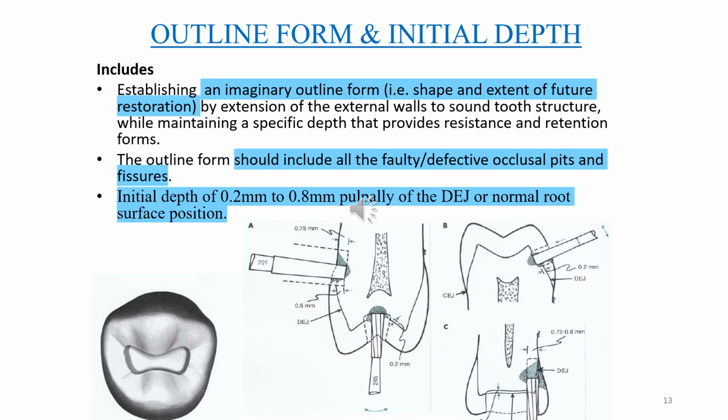Now coming to the initial depth and outline form. It is an imaginary outline that is the shape and extent of the future restoration by extension of the external walls to a sound tooth structure while maintaining a specific depth that provides resistance and detention form. The outline form should include all the faulty or defective occlusal pits and fissures. The initial depth of 0.2 mm to 0.8 mm pulpally of the DEJ or normal root surface portion should be followed.